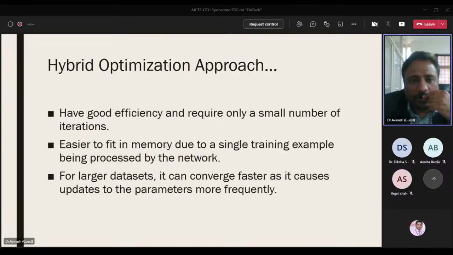The features possible with that particular model are good efficiency with a smaller number of iterations, and in terms of memory it easily fits into memory due to the single training example. It can work for larger data sets also. It can converge faster, and it causes updates to the parameters frequently.